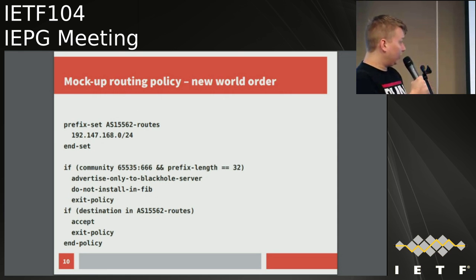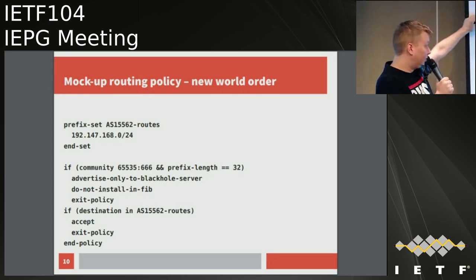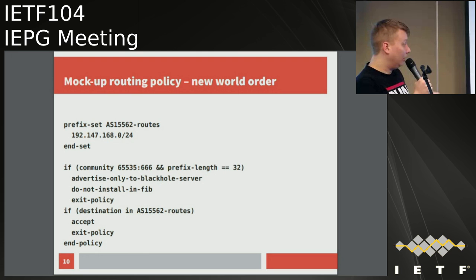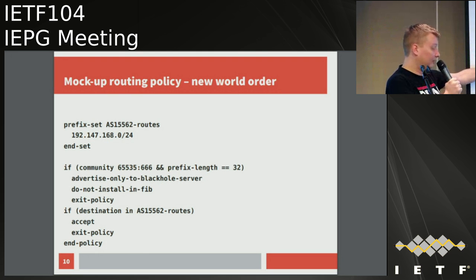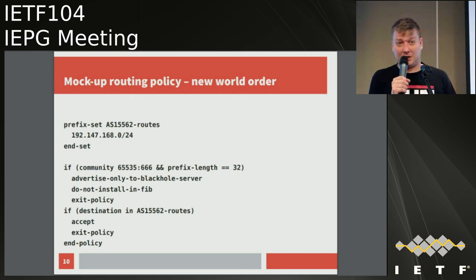In this new world, we can remove the black hole policy related to the /32s. We only need to install prefix list filters for normal routing. If we see the community and a specific prefix length, the actions that would follow would be to advertise this route to the black hole validation server, do not install in FIB, and exit the policy. So I really expect up to 50% reduction in our router config size, which is really nice.